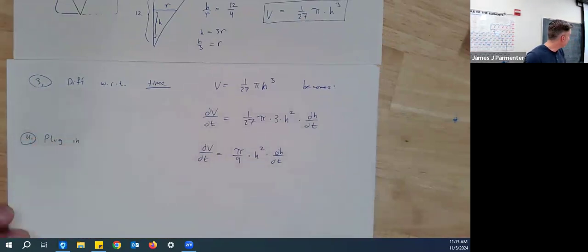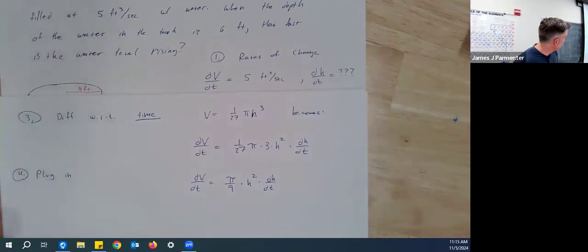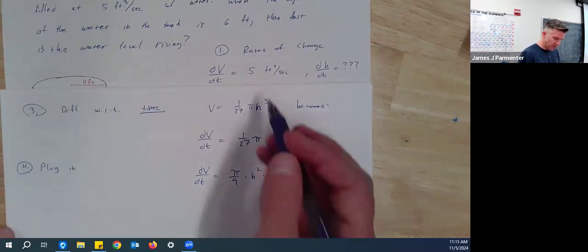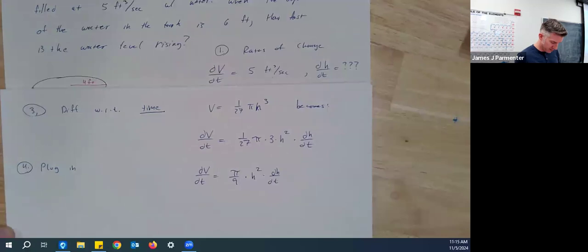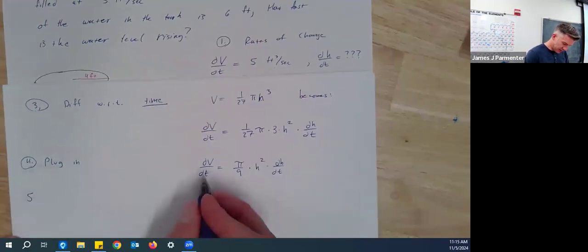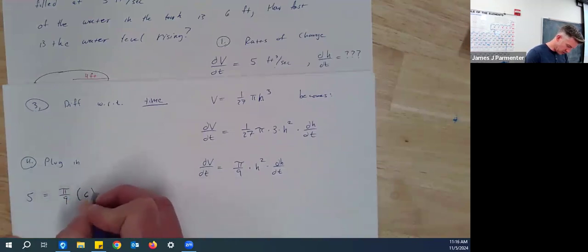Sorry, I know it's way up there, apologies. We know that dV/dt is equal to 5, and we're trying to solve for dh/dt. We're also told that the depth of the water is 6 feet. So we're going to say that 5 for dV/dt is equal to pi over 9 times 6 feet squared times the thing we're trying to solve for.